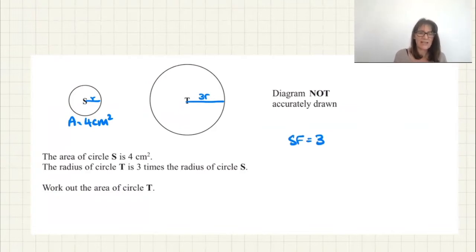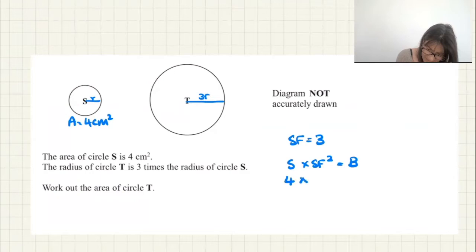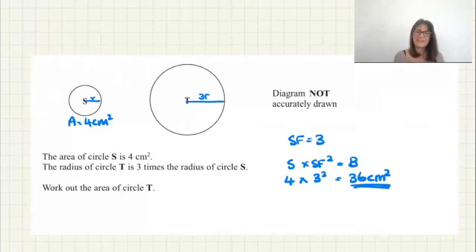Then I've got to work out the area of T. So the area of the small circle times by scale factor squared, because it's an area question, is equal to the bigger circle. So I've got 4 times 3 squared, which is basically 4 times 9, which is 36 centimeters squared. Okay, so if you got that right, well done.